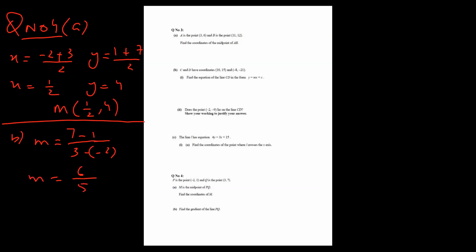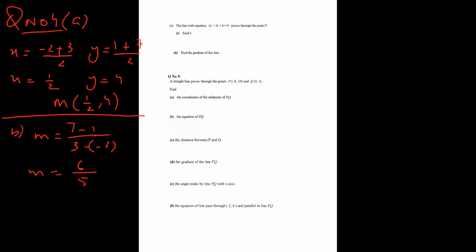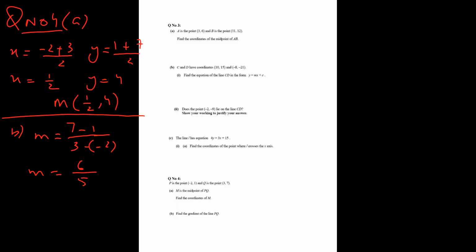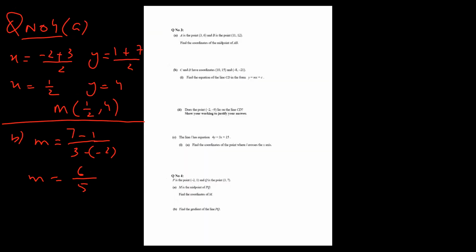So this is very, very clear. But the next part is asking that the line with this equation passes through P. So I can say that P lies on the line. So let's think about what the P coordinate is. Let me write first. So P coordinate is minus 2, 1.